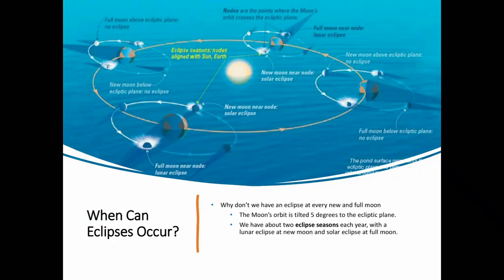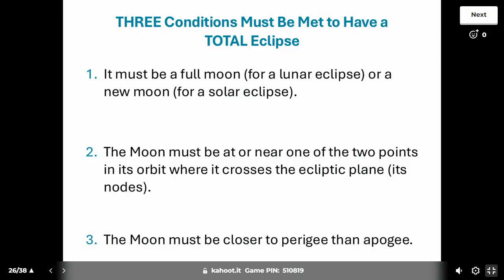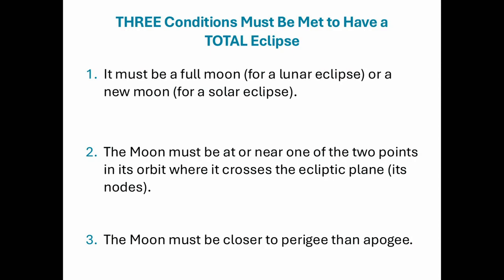You don't just need things to line up where the moon is in between the sun and the Earth, but you also need the moon to be crossing the plane that the Earth goes around the sun. And so there's 3 conditions that you have to meet. So you have to be in a full moon, or this is for the lunar eclipse, you have to be a full moon, or for a solar eclipse, you have to be at new moon phase. So the phase of the moon matters.